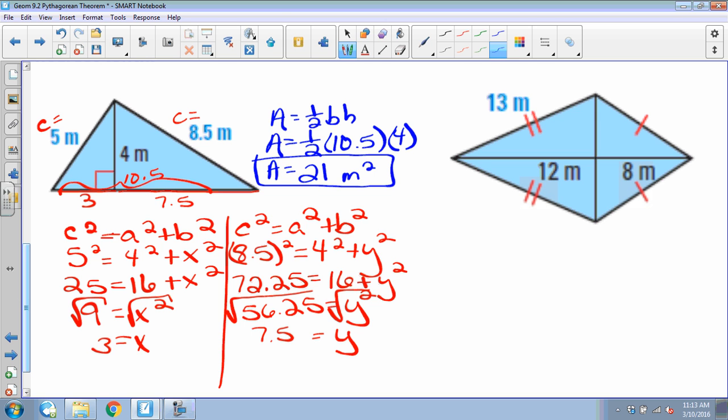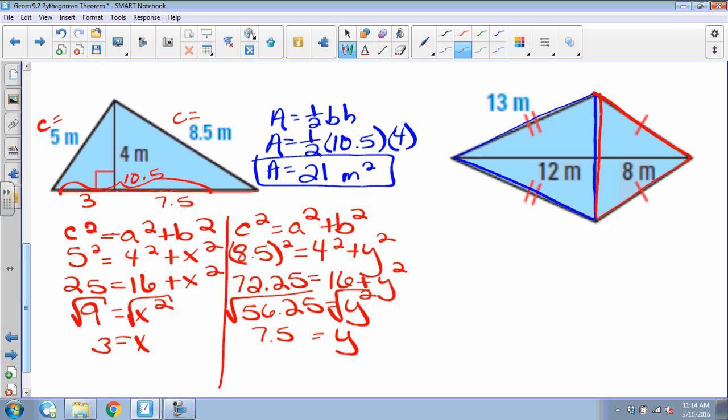Now, I gave you a hint on number 2. So you're going to have to find the area of one triangle and add it to the area of the other triangle. Split this up into that triangle and this triangle. And then add those two areas together.